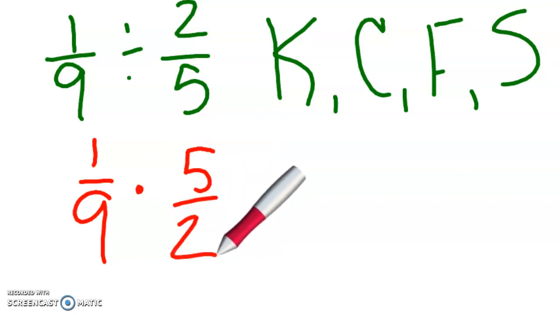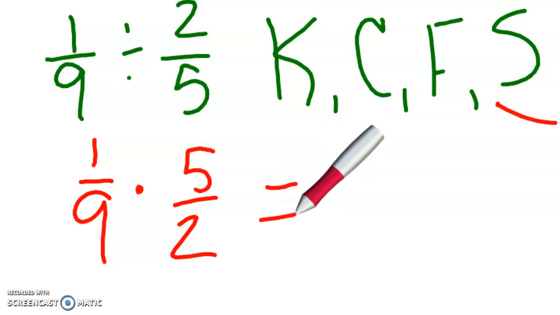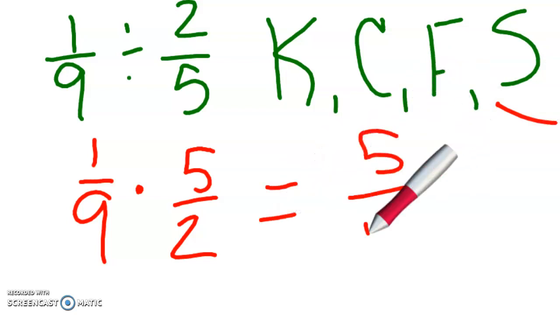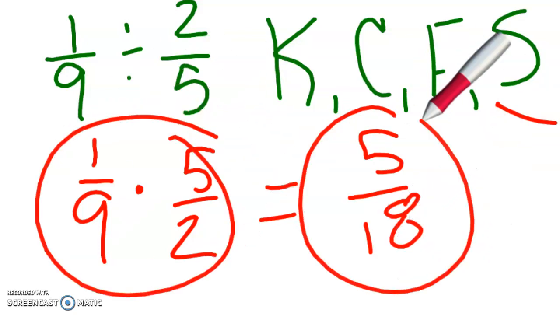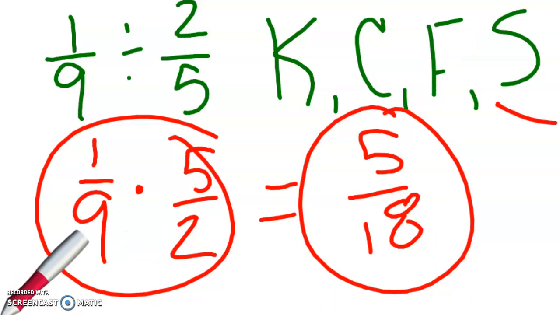There's nothing that will go into those numbers, so there's nothing that we can do to simplify it, so we just multiply it out. 5 times 1 is going to give me 5, and 9 times 2 is going to give me 18. Since I couldn't simplify over here, I can't simplify over there, and we are done. Okay, I'm going to give you number 10 as a practice on your own. Number 11, I'm going to do this one with you because it is a whole number.